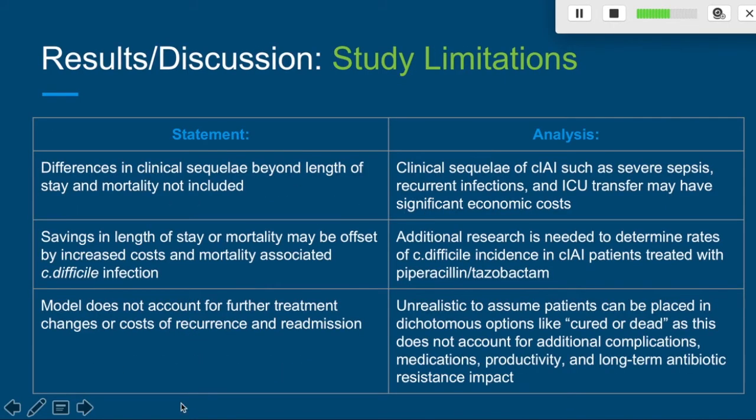Moving on to the study limitations, the pharmacoeconomic study is a simulation model again that assumes patients are either cured or die from the infection. The authors disclose that the clinical sequelae and complications of CIAI, such as severe sepsis, recurrent infections, and ICU transfer, may have significant economic costs. These additional costs were not considered in the study.